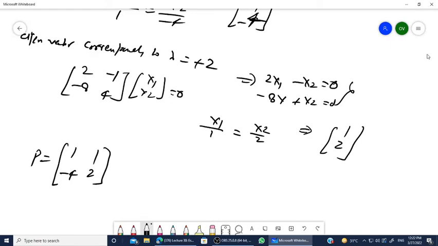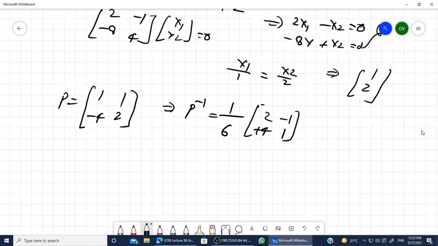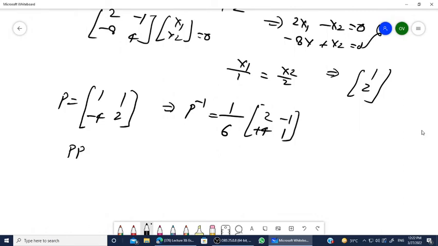Okay, so you have to find the P inverse also. So take the determinant of this matrix. I think this becomes 6, and you have to change this one, so [2 -1; 4 1]. So this is the P inverse. If you find P into P inverse, it must become the identity matrix, it will definitely come when you solve.